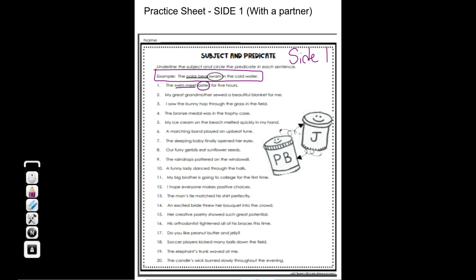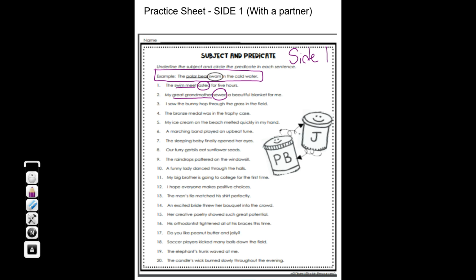Then let's do number 2. So you have 2 examples. My great-grandmother sewed a beautiful blanket for me. We're talking about my great-grandmother. And what did she do? She sewed. Hopefully, looking at those 3 examples, you have an idea of what you're looking for. And like I said, this side can be done with a partner.